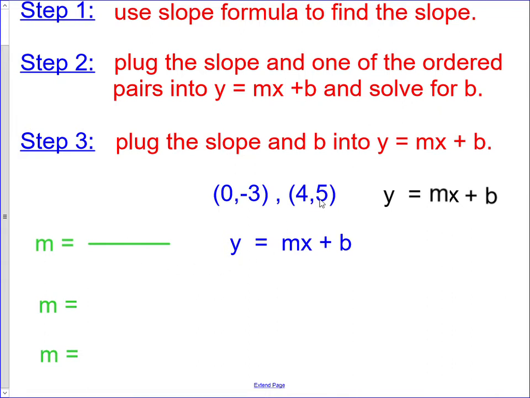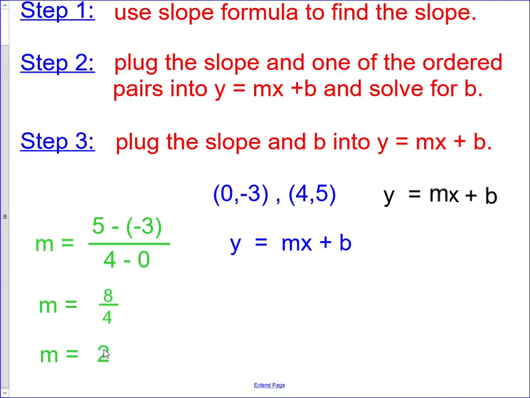So that means we're going to take 5 and subtract -3 on top. On bottom, we're going to take 4 and subtract 0. Well, 5 minus -3 is 8, and 4 minus 0 is 4. That gives us a slope of 8 over 4, which will simplify to a slope of 2.